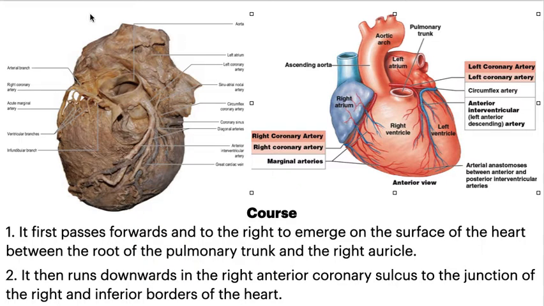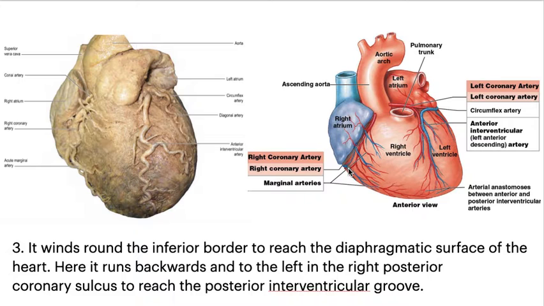It then runs downwards, into the right anterior coronary sulcus to the junction of the right and the inferior border. It winds around the inferior border, right? So you can see that this is the right coronary artery in the right atrioventricular sulcus, between the right atrium and the right ventricle, right? And it is winding at the junction point of the right border and the inferior border of the heart. So it winds around to the inferior border to reach the diaphragmatic surface of the heart.